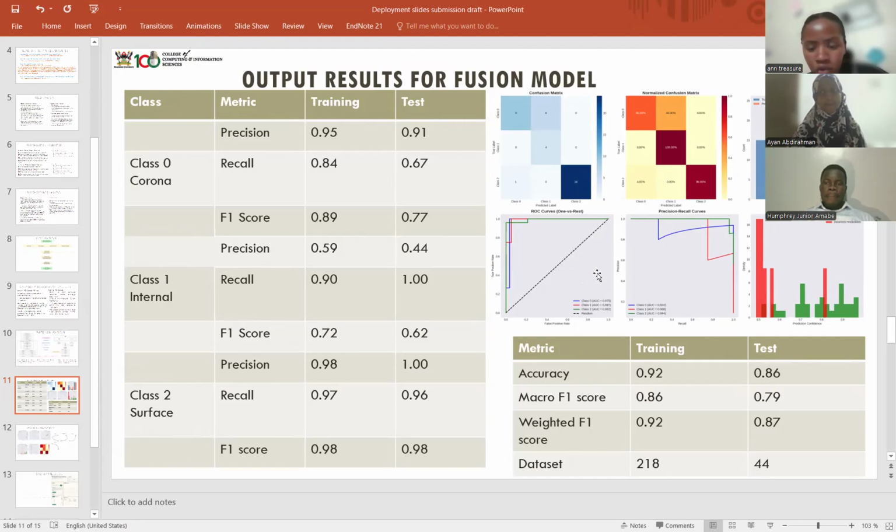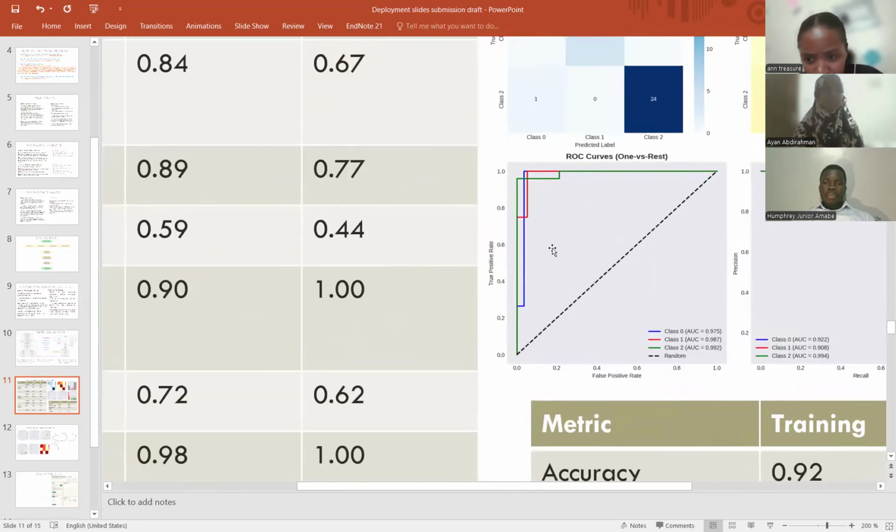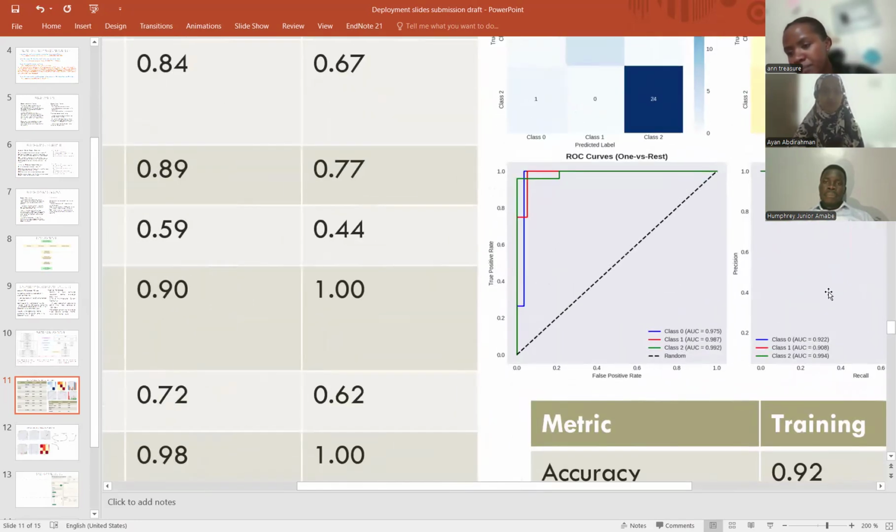And so if we were to go to the ROC curves, with the true positive rate and the false positive rate, we see that the model relatively performs well. And of course, we see a bit of a hiccup in class 0 and class 1, which is the internal and corona. So you see corona and internal coming up as classes in which we need more improvement compared to the surface discharge class, which was detected well.